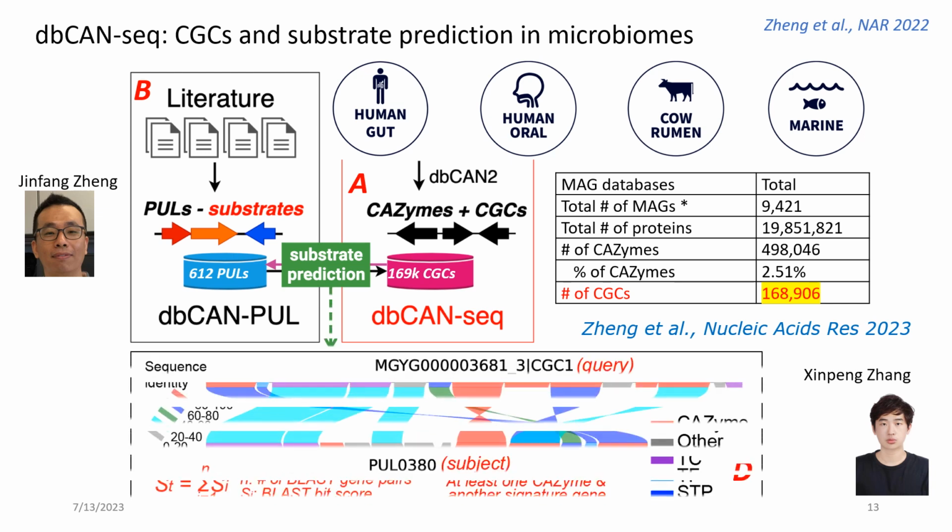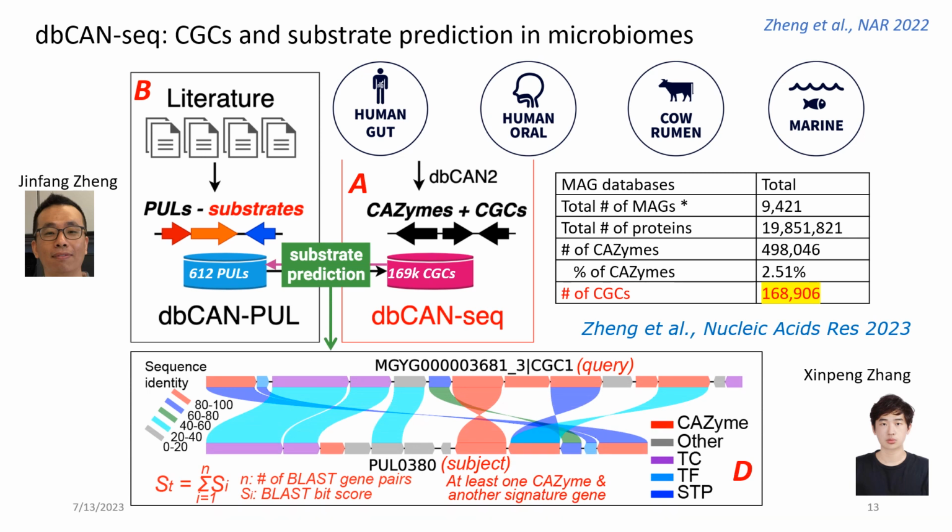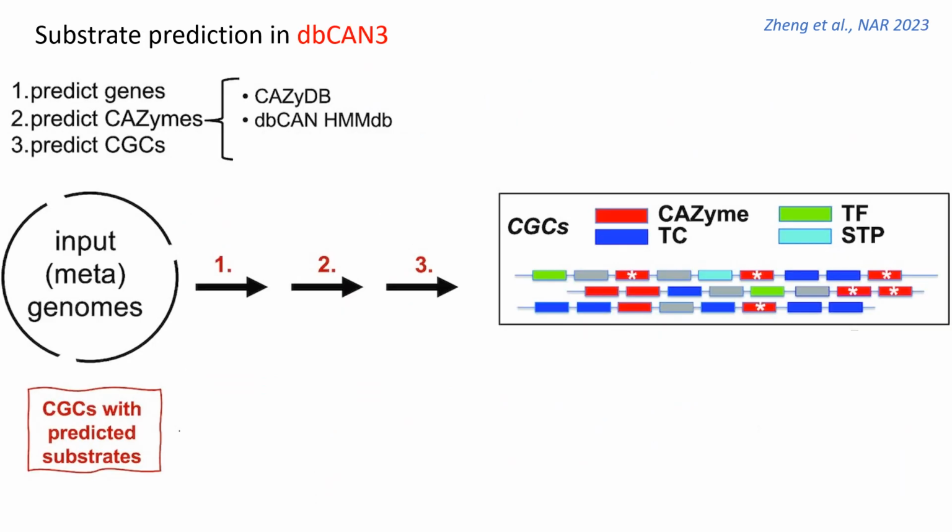In this example, the top is the query CGC and the bottom is the subject PUL. If we find significant sequence similarity between those two, we will transfer the substrate from the subject to the query. In this example, the substrate is mucin. The second method will be described in the progress on the next page. We have added 3 substrate prediction methods to dbCAN3 and have published them.